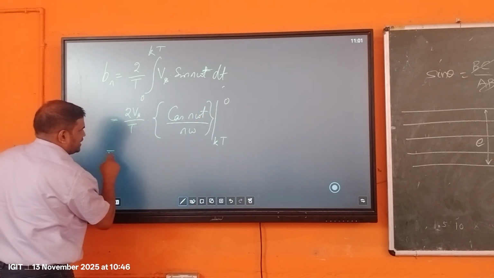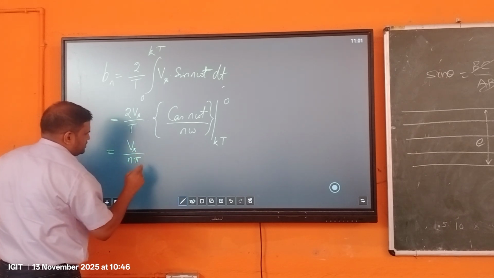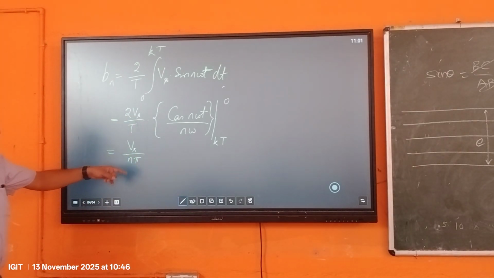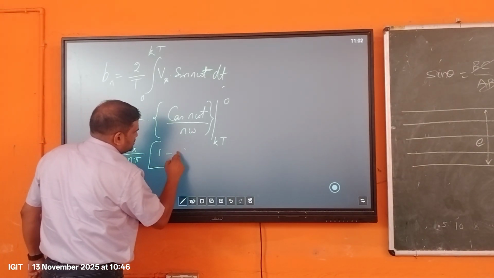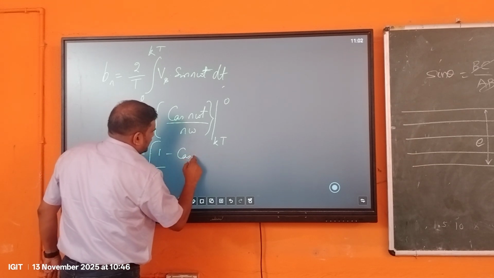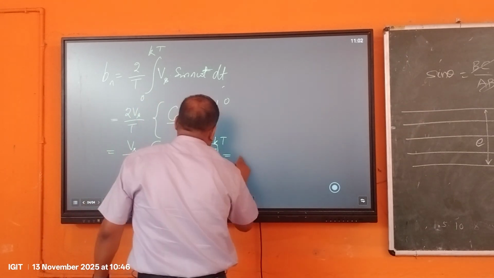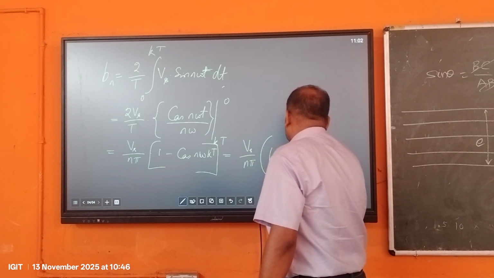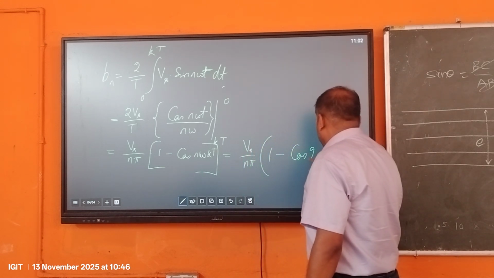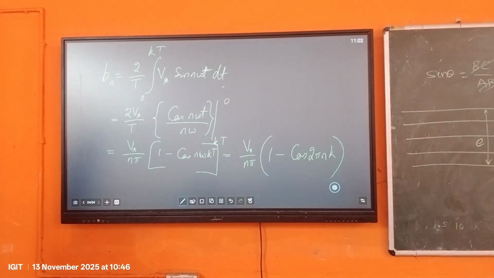Okay, and then we have already done this exercise. So Vs by n pi, we can directly write Vs by n pi, and that side we can write cos 0 is 1 minus cos of n omega kT. We can write like this, and this will be finalized as Vs by n pi times 1 minus cos of 2 pi n k. Can we write like this? So here we have got the value of bn.